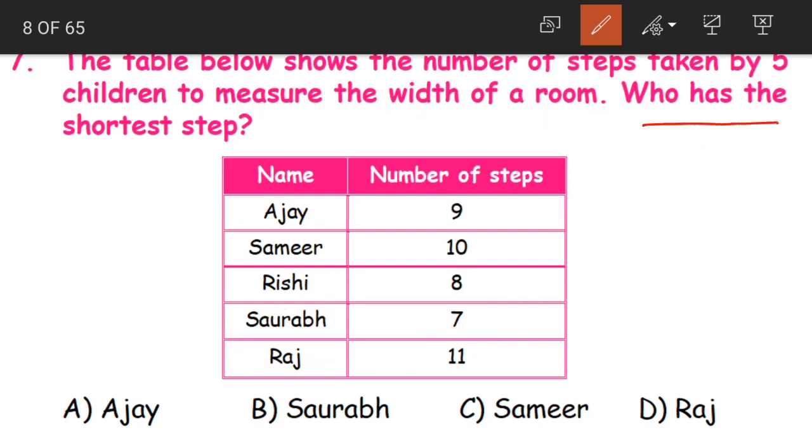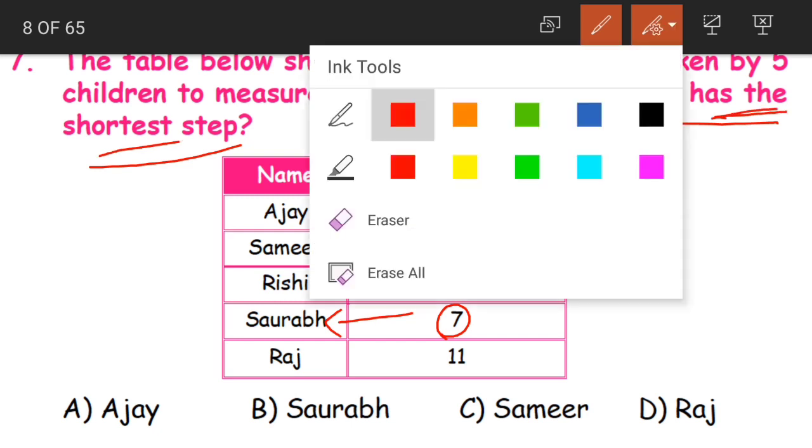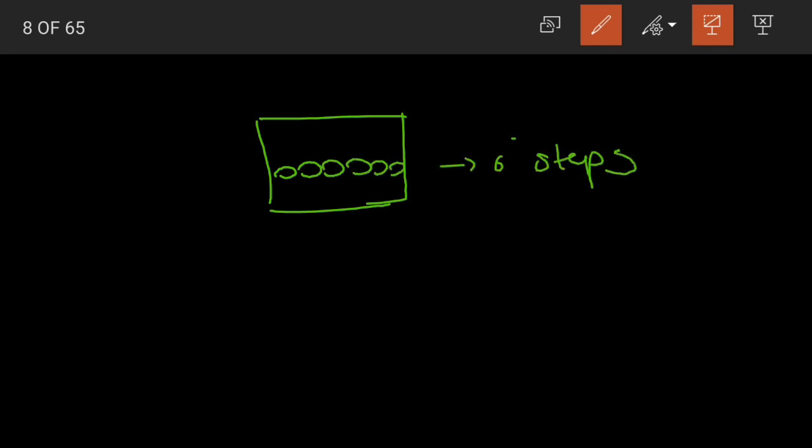Now from these, who has the shortest step? Remember children, the question is not who has taken the smallest number of steps. If it was the smallest number of steps, it would be 7, taken by Saurabh. But that is not the question. The question is, who has the shortest step? Suppose this is the room. If you have a short step like this, 1 2 3 4 5 6, you would need 6 steps to cover the width of the room.